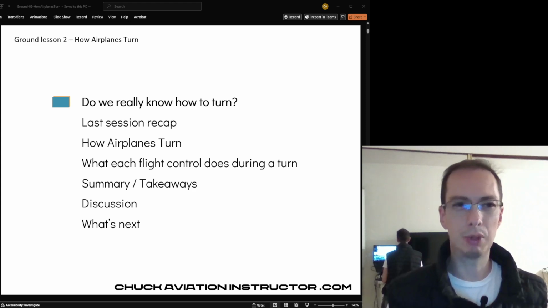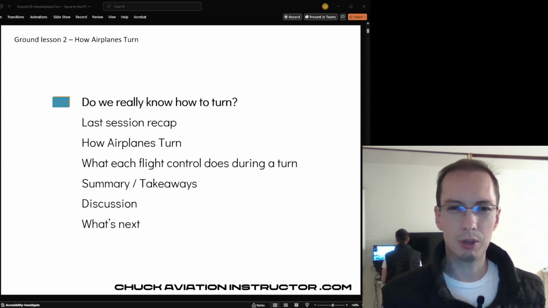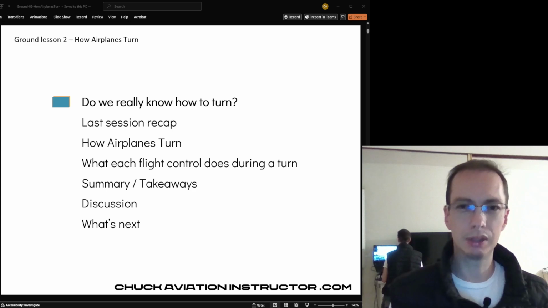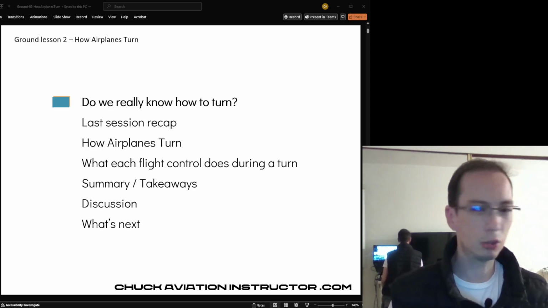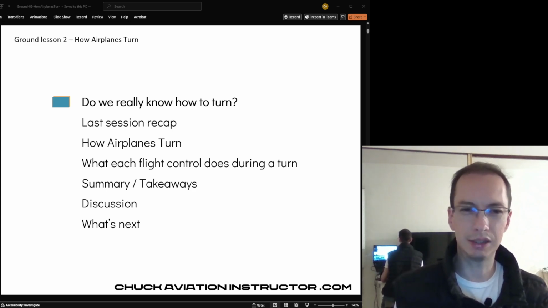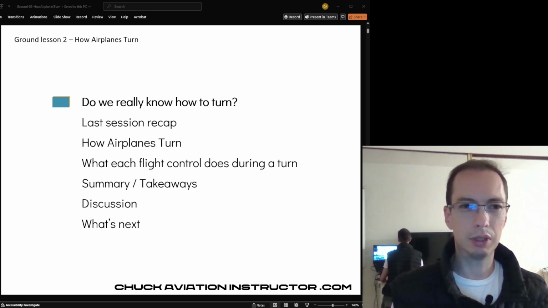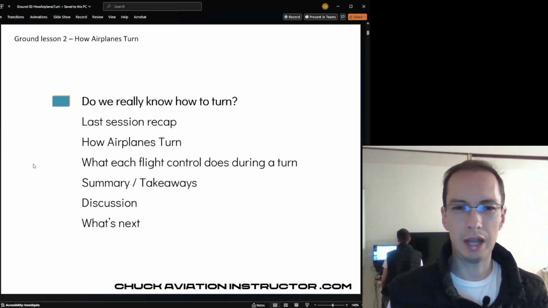How airplanes turn is part of the ground lesson 2 in Rod Machado's syllabus, so I'll do a recap of the relevant topics I covered in ground session 1. Then we will focus today's session on how airplanes turn and further down on what each flight control does during the turn. At the end, we will cover a short summary and the takeaways of today's discussion. And what's next is going to be the exercises I will demonstrate on the simulator afterwards.